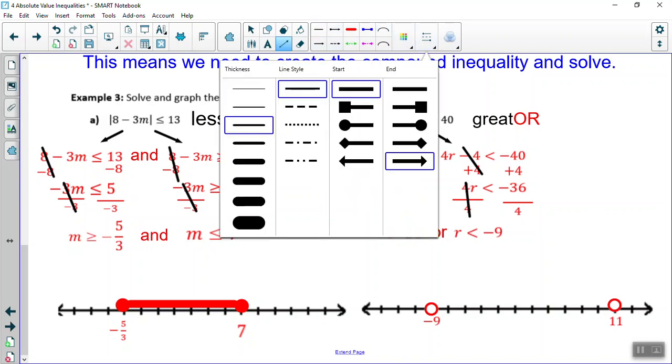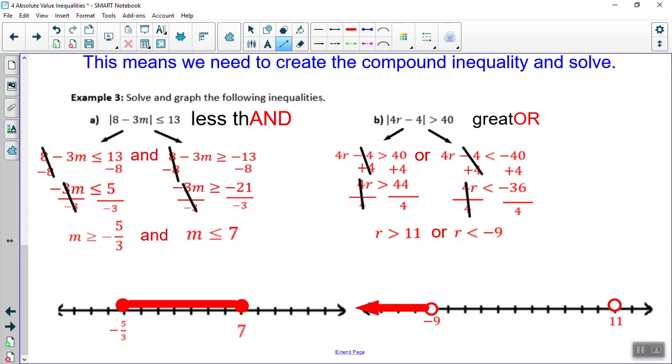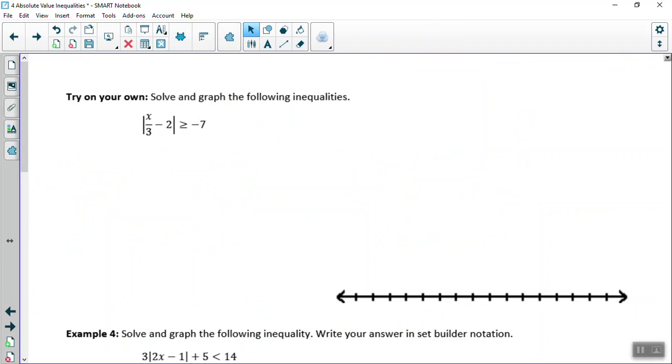All right, let's put this one in. Oops. All right, and thicken that up a little bit. So to the left. All right, and then this one here, my r is greater than 11, so it's going to go to the right, just like that. So those are our boat oars. They go in opposite directions. All right, let's go to the next page and give this one here a try on your own. Go ahead and pause the video now.